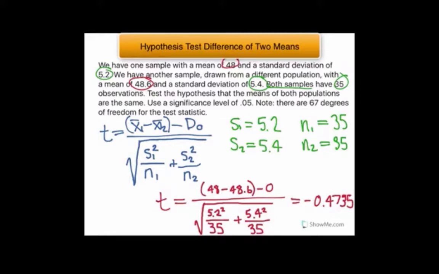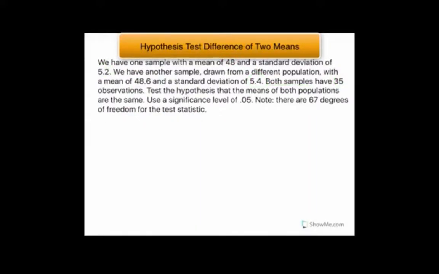So now that we've found the test statistic, we need to draw a conclusion. I'll remind you what that number was. We got negative 0.4735 as our test statistic. We need to find a critical value. So remember, we do that from the t-table or a t-calculator. Our alpha is 0.05, our level of significance.